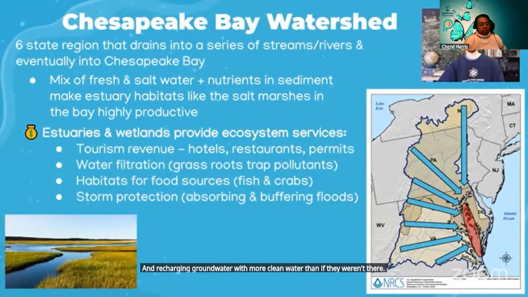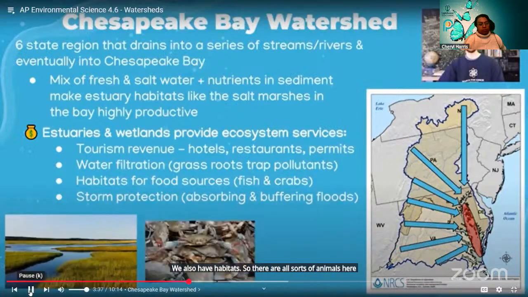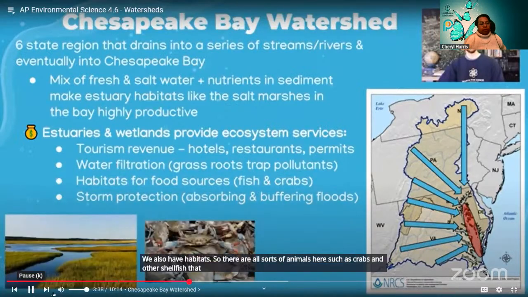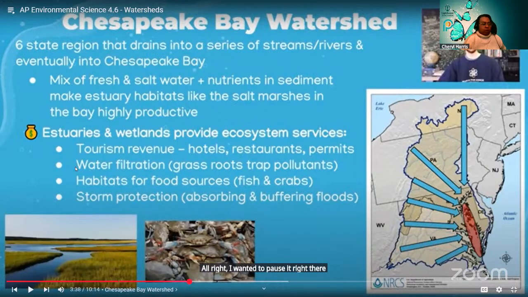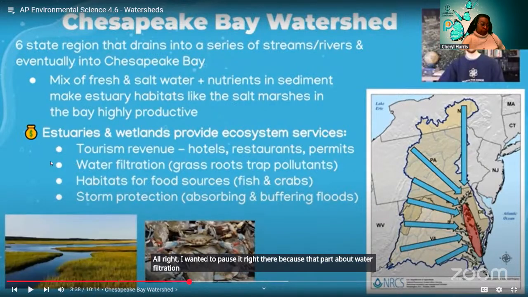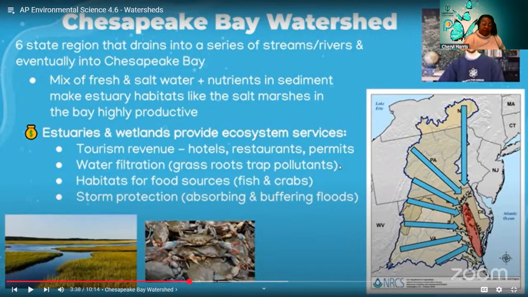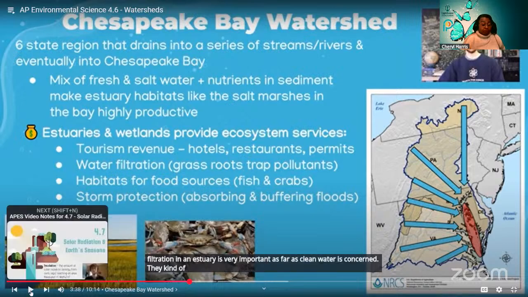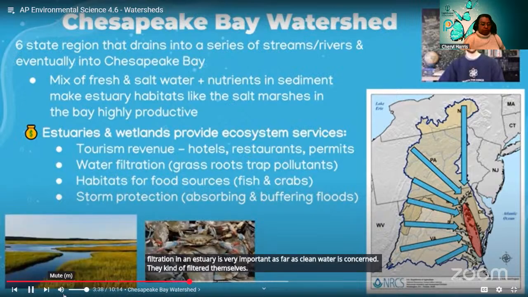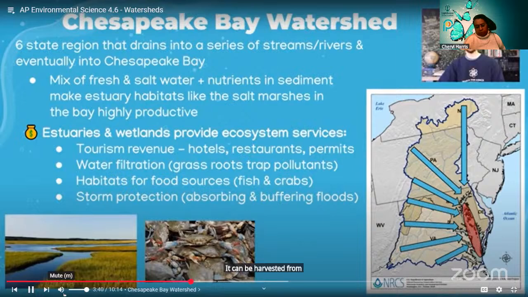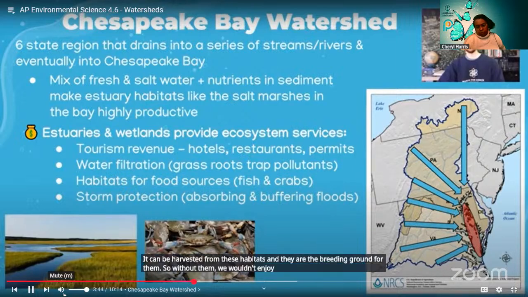We also have habitats. There are all sorts of animals here, such as crabs and other shellfish. All right, I wanted to pause right there because that part about water filtration in an estuary is very important as far as clean water is concerned. They kind of filter themselves. Shellfish can be harvested from these habitats and they are the breeding ground for them. So without them, we wouldn't enjoy nearly as much seafood. A lot of people would not have jobs and restaurants would lose revenue.